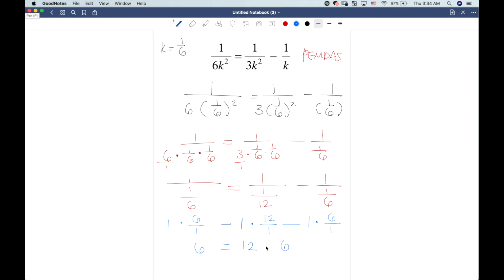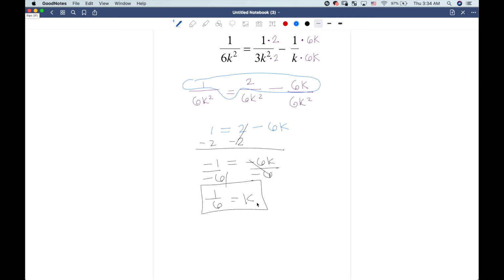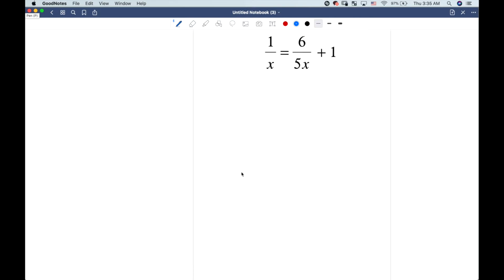And it's asking us to subtract. 12 minus 6, which is 6. And 6 equals 6, so that is correct. So this solution, k equals 1 over 6, that we solved for in the beginning, is correct. This is the right solution. Okay, let's do another one.